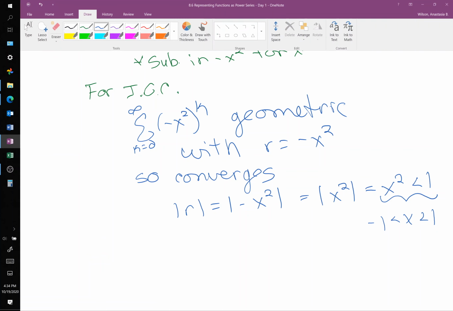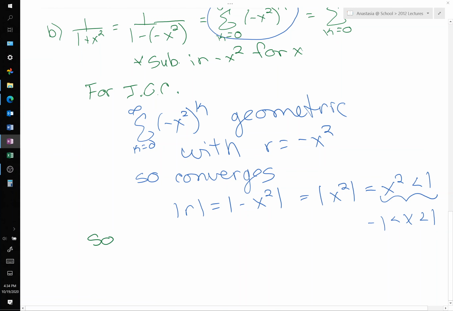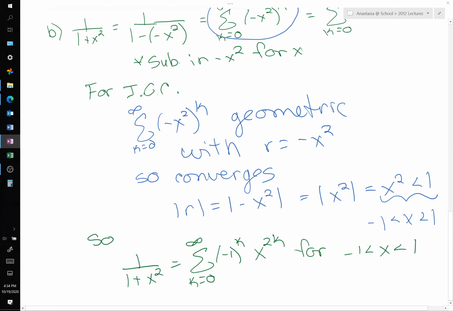Let me change back to my original color. So our final answer then is the function 1 over 1 plus x squared is equal to the series, the sum from k equals 0 to infinity. I'll go ahead and write my form that looks a little bit nicer, although it doesn't really matter. So this is negative 1 to the k, x to the 2k, and this is true for negative 1 less than x less than 1. And again, this could be written as absolute value of x is less than 1. So there's our final answer. We have the function, the power series representation, and the interval of convergence.